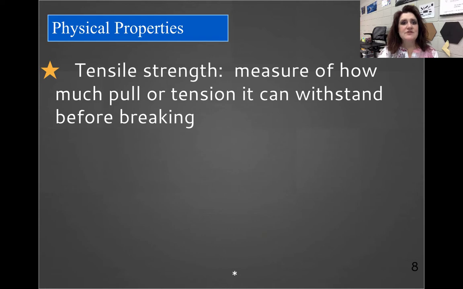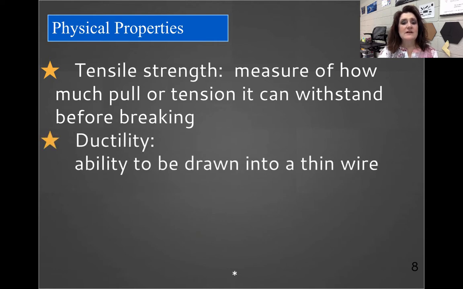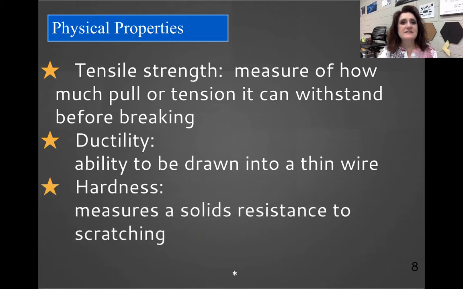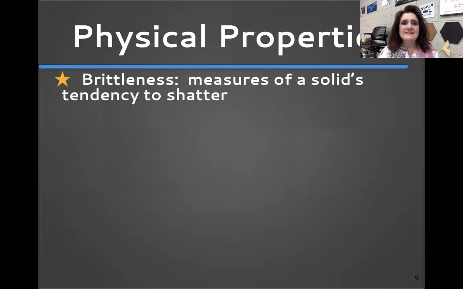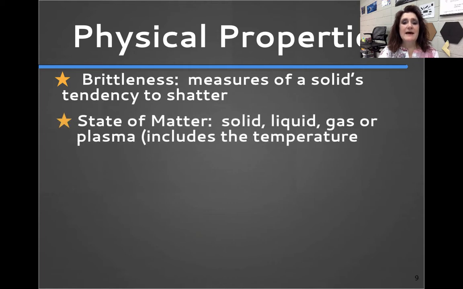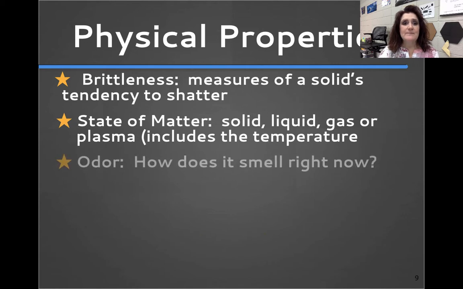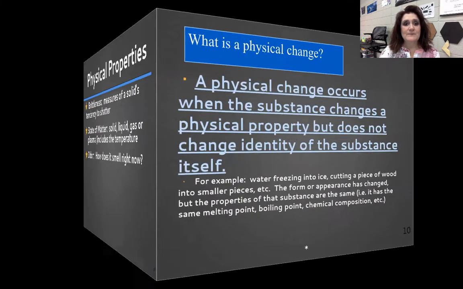Tensile strength is a measure of how much pull or tension something can withstand before it breaks. Ductility is the ability to be drawn into a thin wire. Hardness is a measure of a solid's resistance to scratching. Brittleness is a measure of a solid's tendency to shatter. The state of matter is solid, liquid, gas, or plasma, and this does include the temperature. Odor is how does it smell right now, not what is a change in the odor.